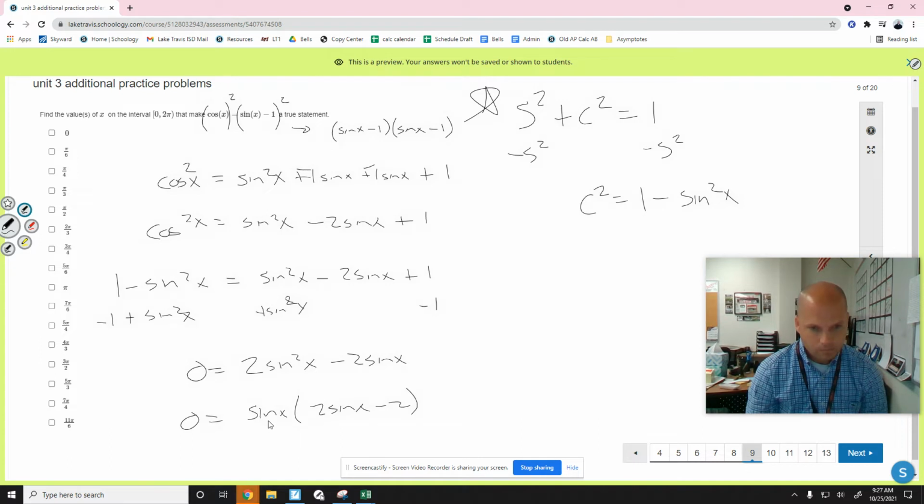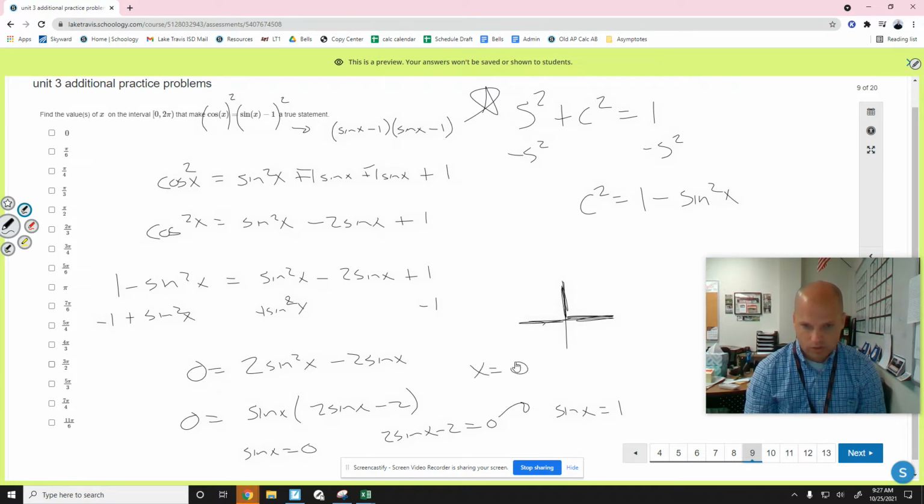Okay. Now I have a product. See when each individual piece of the product equals 0: sine x equals 0, or 2 sine x minus 2 equals 0. Now over here, I'm going to add 2, divided by 2. This turns into sine x equals positive 1. All right. One is sine 0, one is sine 1. Sine is 0 at 0, pi, 2 pi. Sine is 1 at pi over 2. So my solutions are 0, pi, and pi over 2.